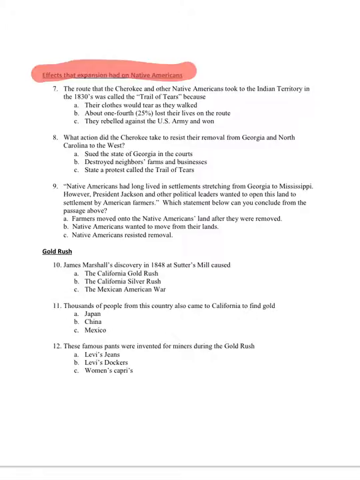Number 8, what action did the Cherokee take to resist their removal from Georgia and North Carolina to the west? Did they A, sue the state of Georgia in the courts, B, destroy neighbors' farms and businesses, or C, stage a protest called the Trail of Tears? What action did the Cherokee take to resist their removal from Georgia and North Carolina to the west?